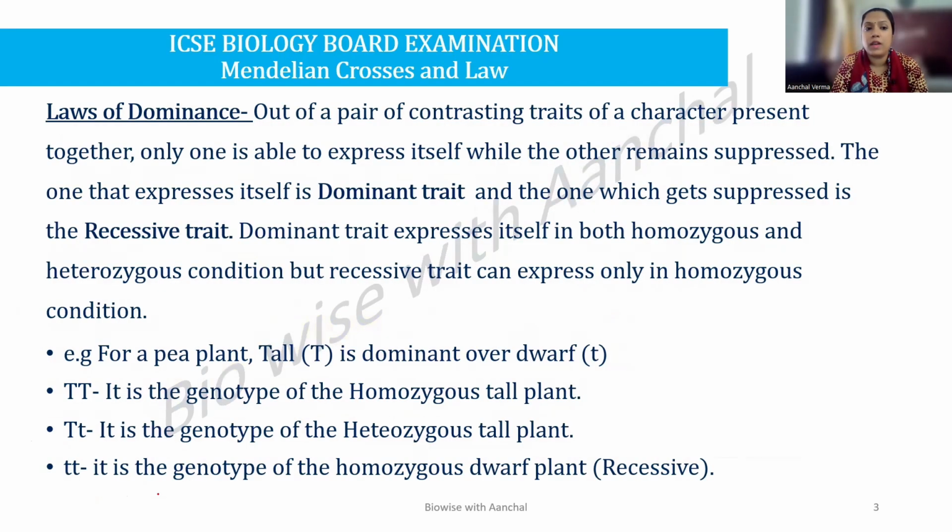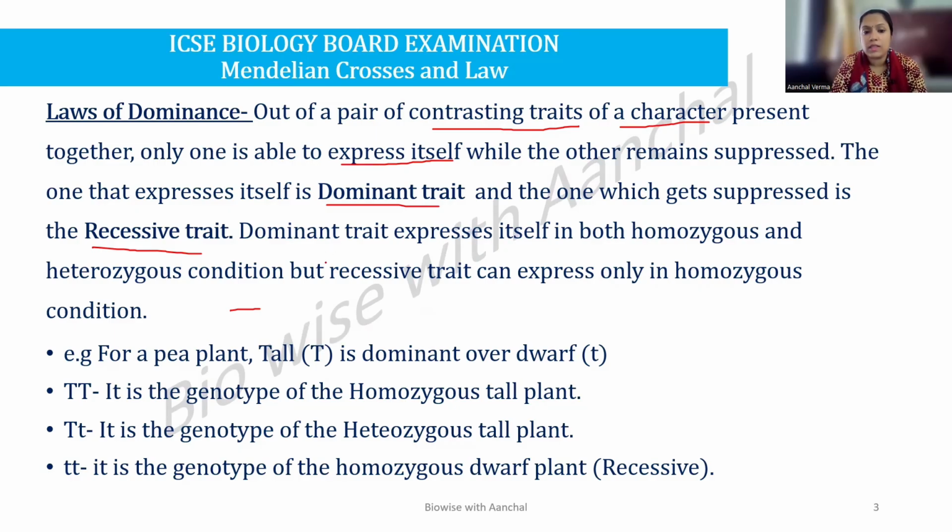So let us move ahead with the law of dominance. The law of dominance states that out of the contrasting traits of a character, here only one character is studied, when present together, only one is able to express itself while the other remains suppressed. The one which expresses itself is the dominant trait, and the one which gets suppressed is the recessive trait. So a dominant trait expresses in both homozygous and heterozygous condition, whereas a recessive trait can express only in homozygous condition.